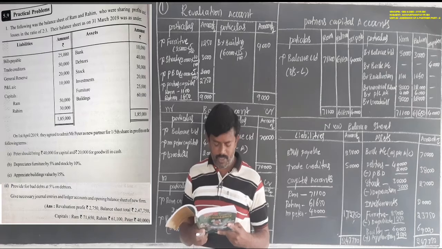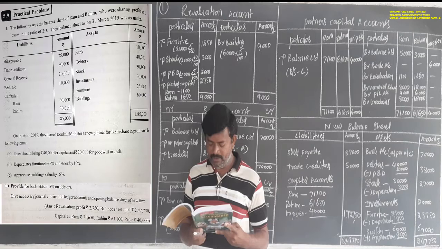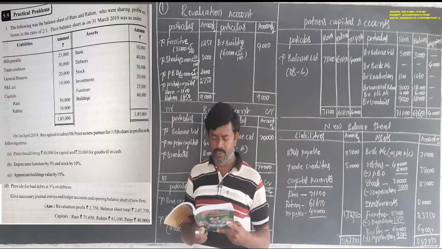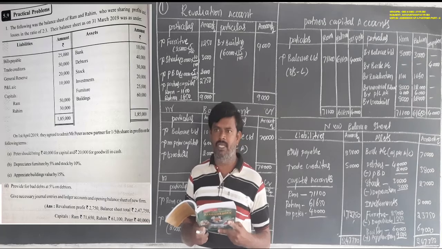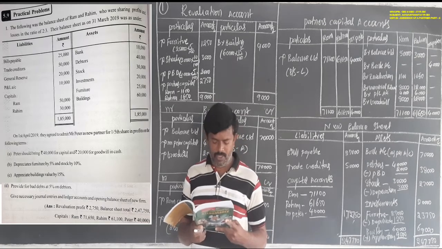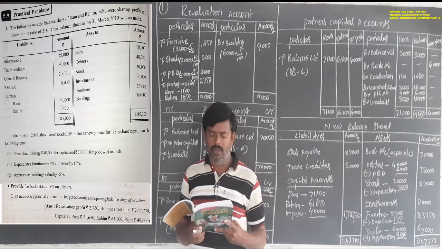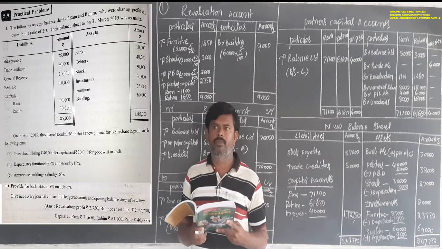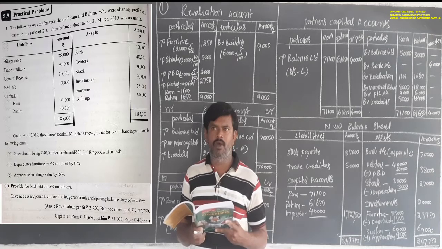First one, on 1st April 2019, agreed to admit Mr. Peter as a new partner for 1 by 5 share in the profit on the following terms. Okay, 1 by 5th share is for the one joining, Peter. So first of all, the old partner ratio is 2:3. No need for the new partner ratio in this problem.